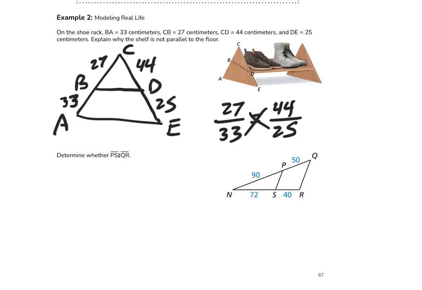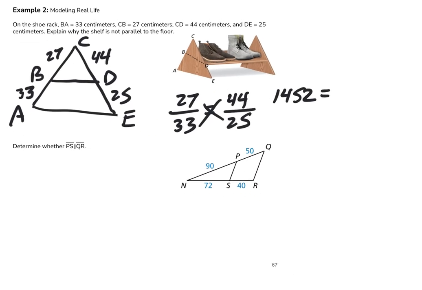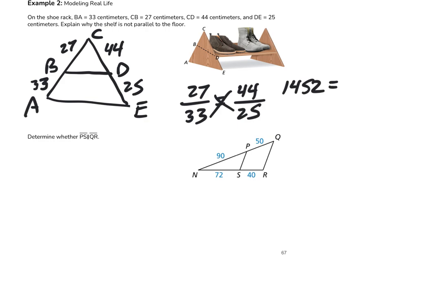So 44 times 33, and then 27 times 25. What would 44 times 33 give me? Okay? And then we want to see if it equals 27 times 25, which is what? Okay. So they're not even close. So we would just say something like that.